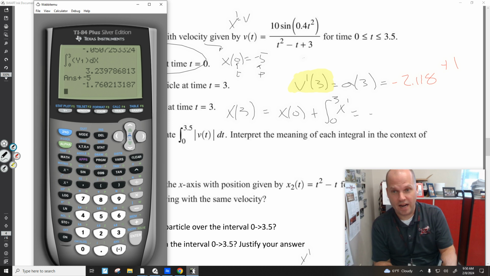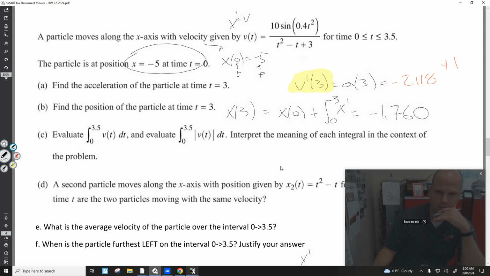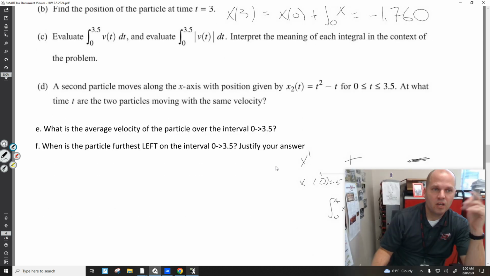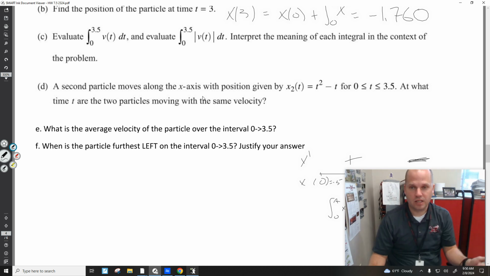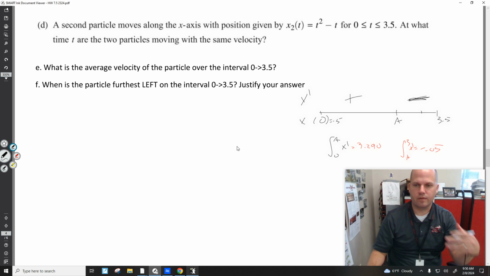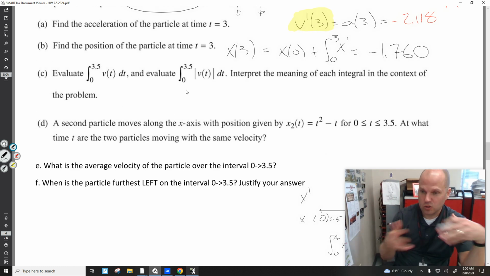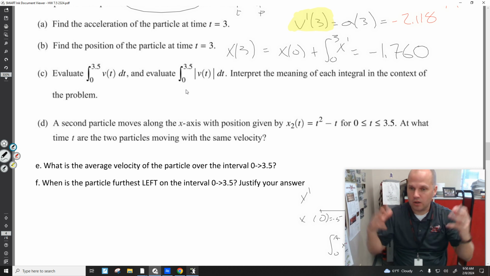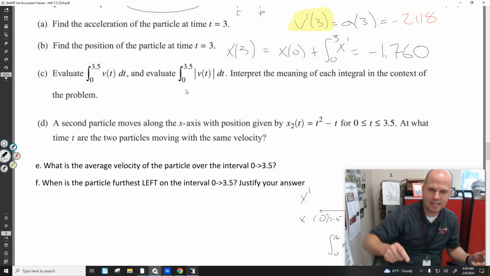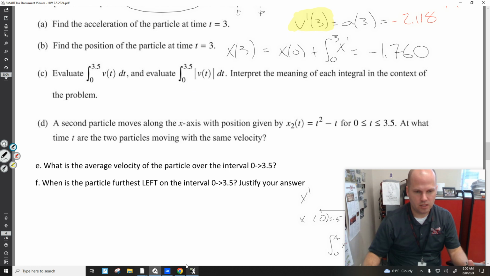Now, for a question that asks for maxes and mins, I gotta do everything. Evaluate the integral from 0 to 3.5 and the integral from 0 to 3.5 of absolute v. Interpret the meaning of each integral. It's very easy, right? This is the change in your position. This is the accumulation of the derivative. This is the displacement. What is this? This is the accumulation of your speeds. This is the accumulation of all your positive displacements. That's distance. So easy, this question.